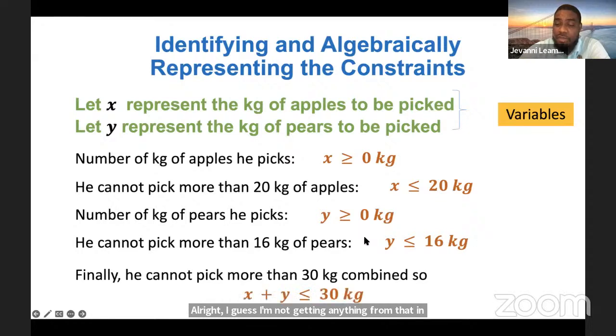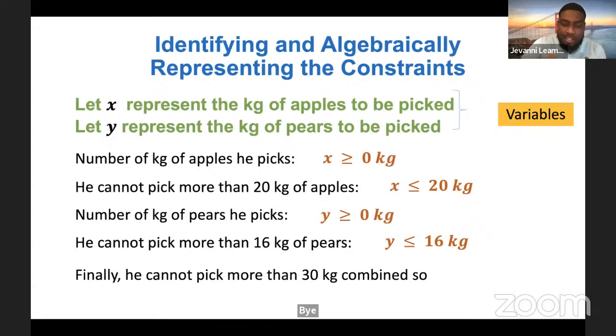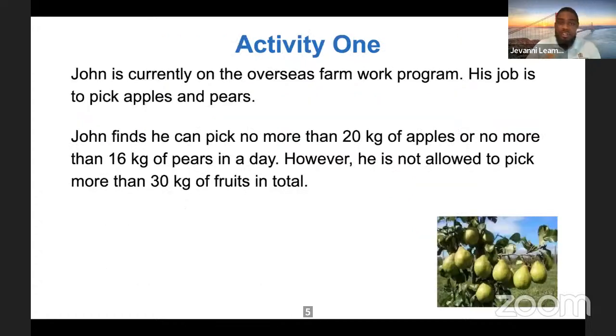So X plus Y is less than or equal to 30 kilograms. Now, how many inequalities are you seeing on the screen right now? How many inequalities are we seeing on the screen right now? 5. All right. Now, let's go back a bit. Did you see 5 inequalities from this statement? No, sir. All right.